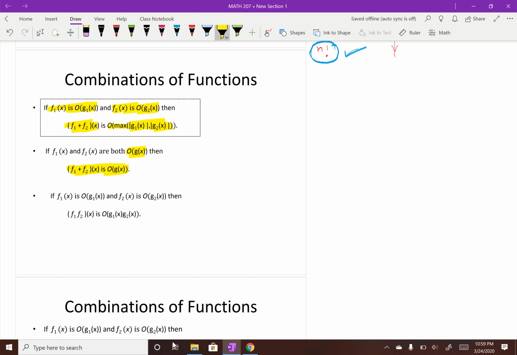Another simple result you can prove is that if f1(x) is big O of g1(x) and f2(x) is big O of g2(x), then their multiplication f1 times f2 of x is also big O of g1(x) times g2(x). I'm going to write the proof of the first case. The other two cases can be followed similarly.